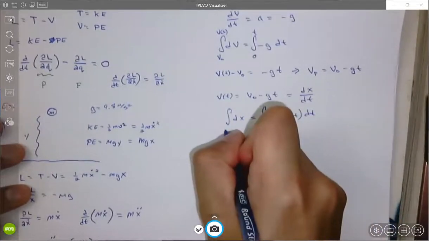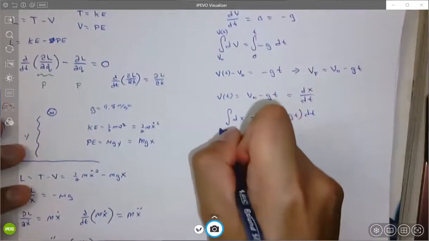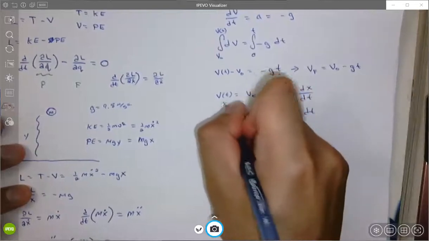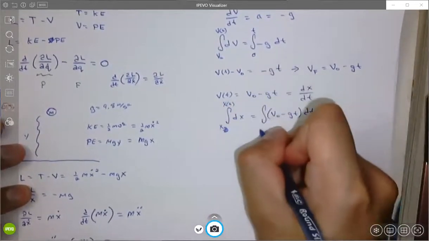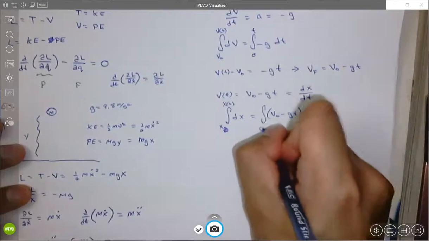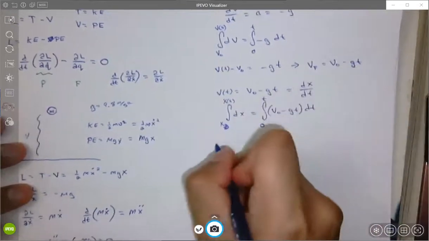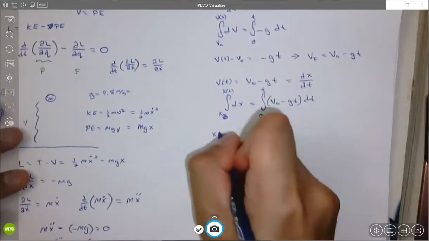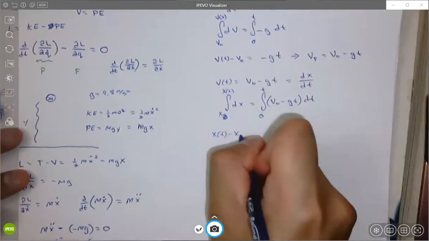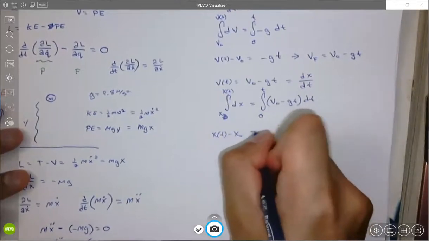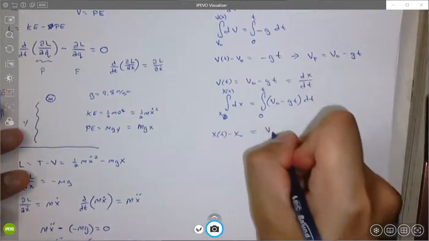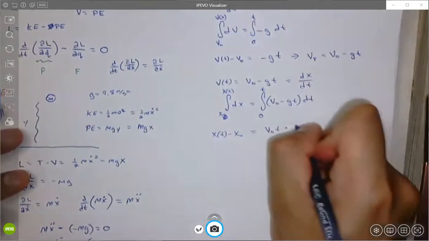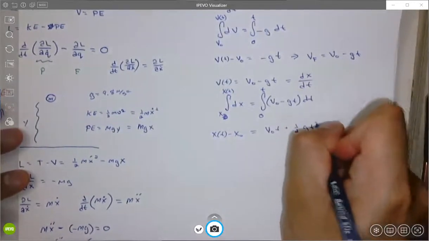So this is going to go from x naught to x as a function of t. And over here, we're going to go from time equals 0 to time equals t. Here we end up with x as a function of t minus the initial position. And over here, we're going to end up with v naught t minus 1/2 gt squared.